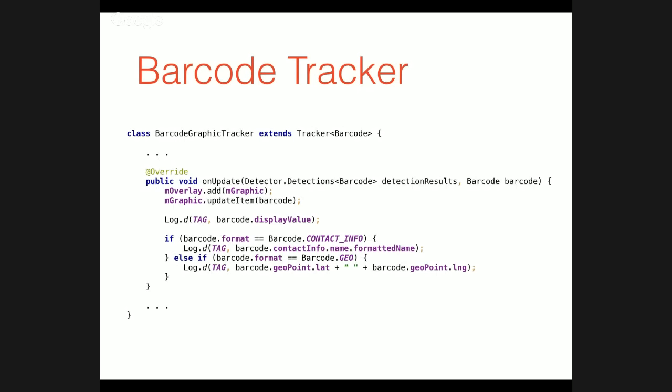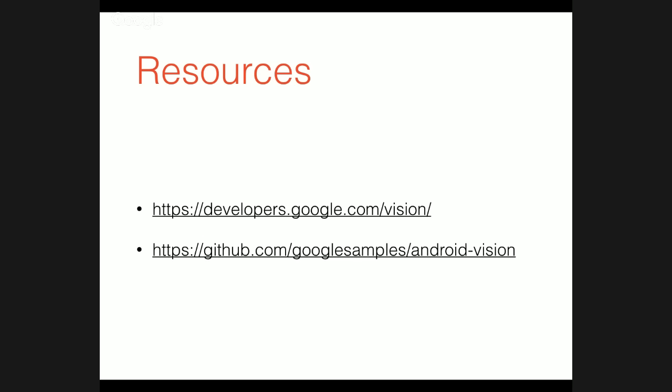You can use a number of different fields in the barcode class. One is display value, which is a human readable value of the barcode data, and you can check the format of the data the barcode contains. So as I said, contact info, and in this example, to use the data, for example, the formatted name, you just access it directly like this. And that's pretty much it. There are only a couple of classes you need to use.